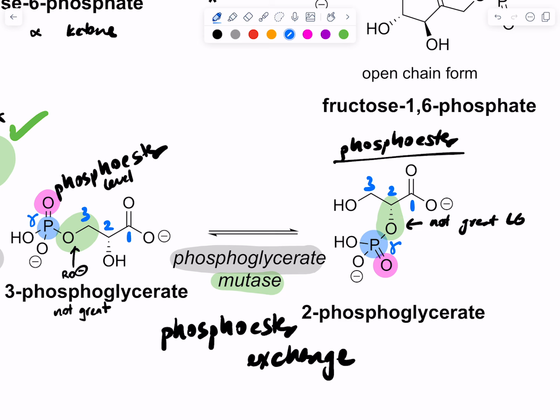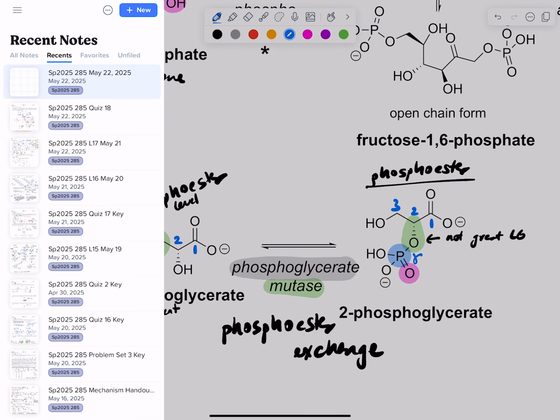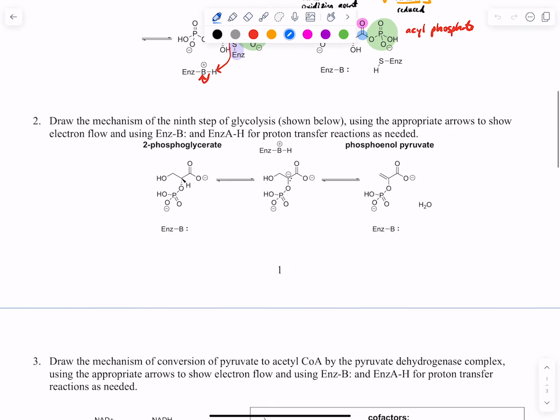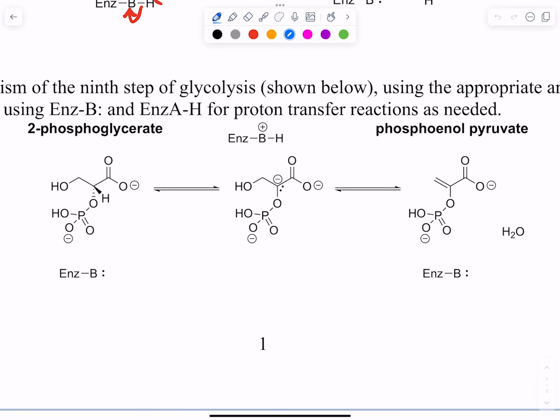So we need a little bit of help to make what's on the green side of things an even better leaving group. And it turns out we only need one small, simple step for that to happen. So let me show you that step, and that's in your quiz. We start in your quiz with 2-phosphoglycerate, and afterwards we have phosphoenol pyruvate.